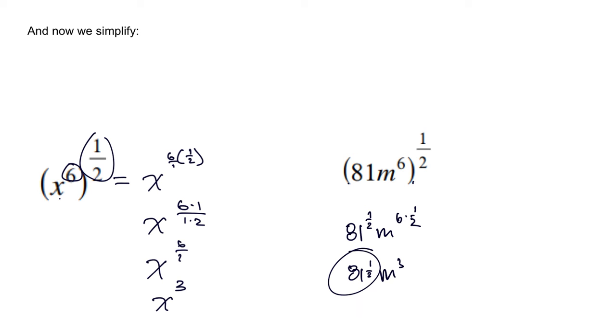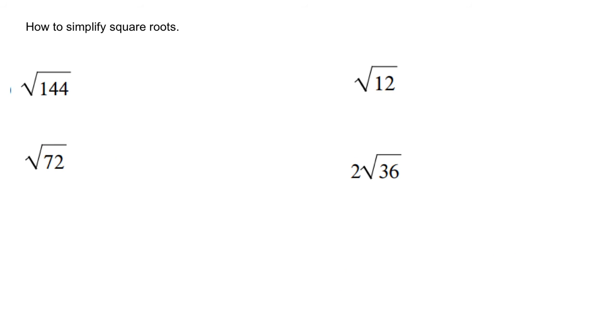What's 81 to the 1/2? Let's switch this over to radical notation, and it's the square root of 81. I have a button for this on my calculator. Times m cubed. This is outside of the radical. The square root of 81, what's a number times itself equals 81? Well, that's 9. So this is my final answer.